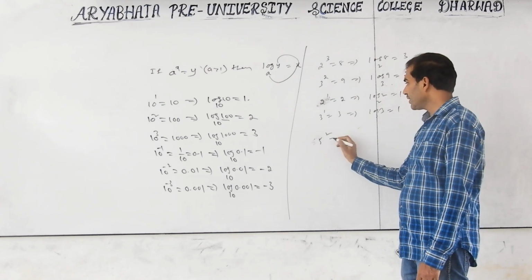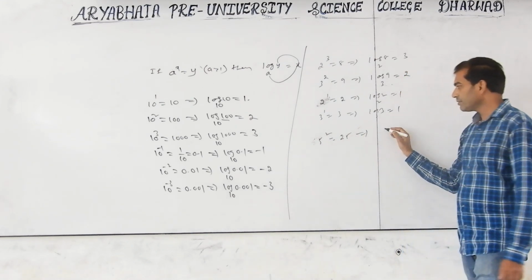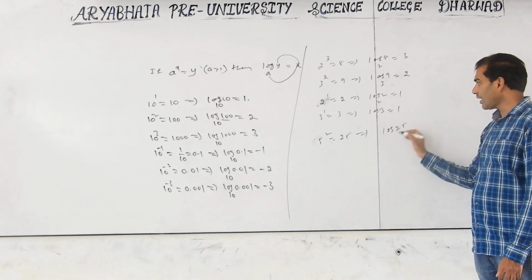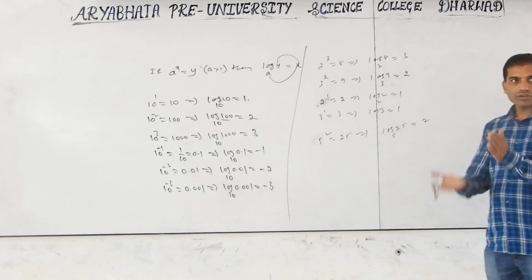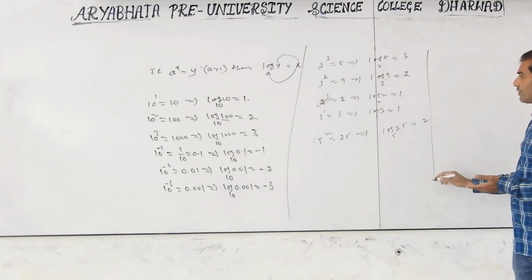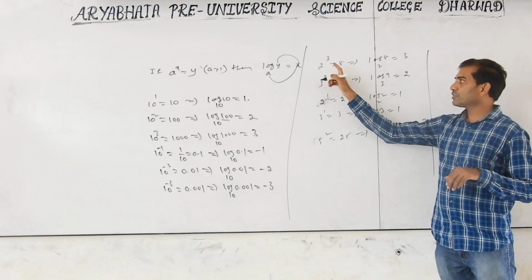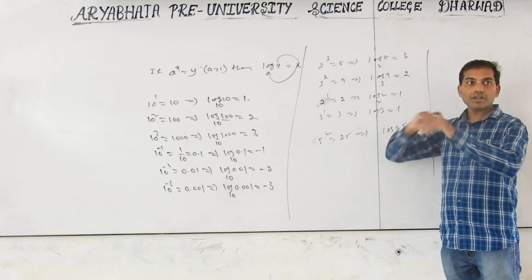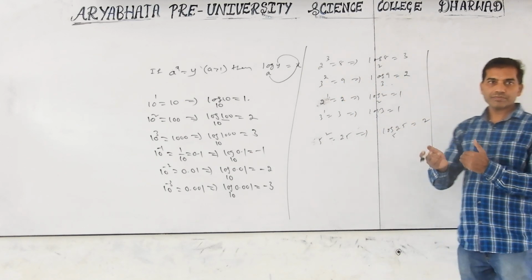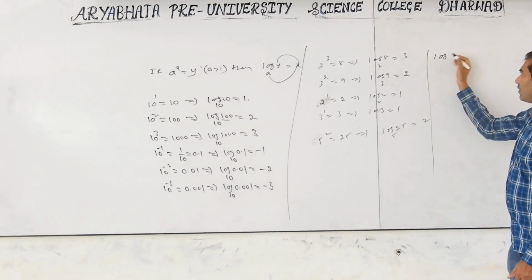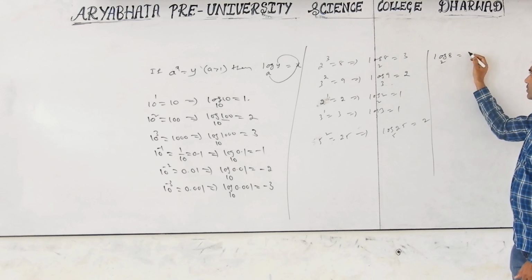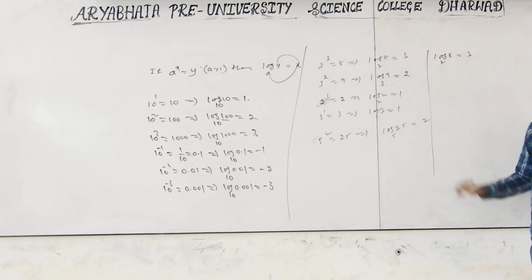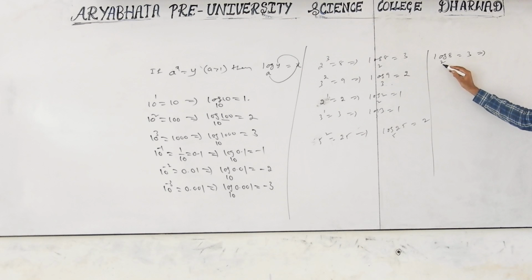5 squared equals 25, then log of 25 base 5 equals 2. Now coming to the reverse. So far we have converted from exponential to logarithm. Now logarithm to exponential. For example, log of 8 base 2 equals 3. Write in exponential form: 2 cubed equals 8.